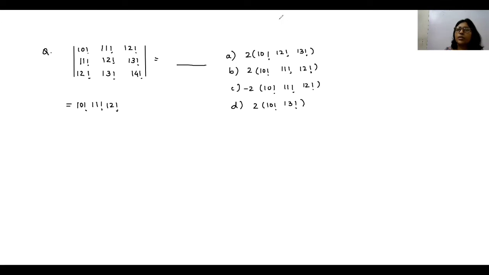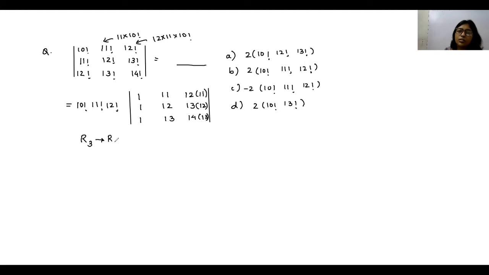So our determinant will be, first row we have taken 10 factorial common, so 1 will remain here. This will be 11 into 10 factorial, so we will have 11. This will be 12 into 11 into 10 factorial, so we have 12 into 11 over here. Following the same pattern, we have 1, 12, 13 into 12, and 1, 13, 14 into 13. Now we want to reduce this so that simplification can be easy. We will apply R3 changes to R3 minus R2.